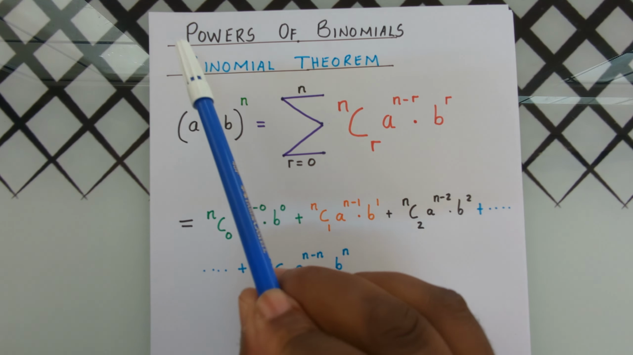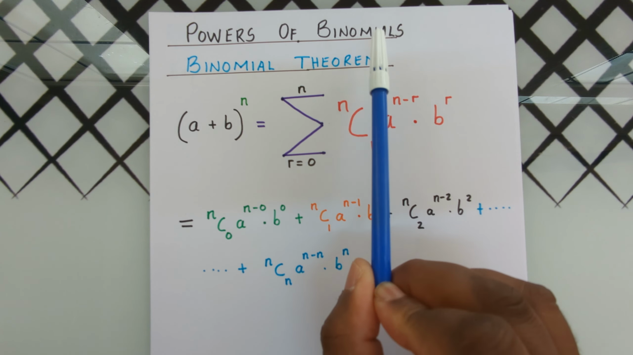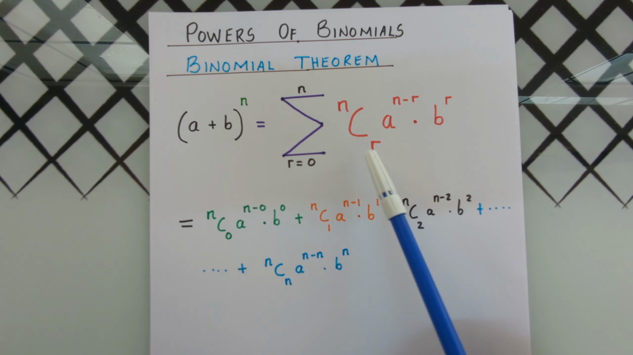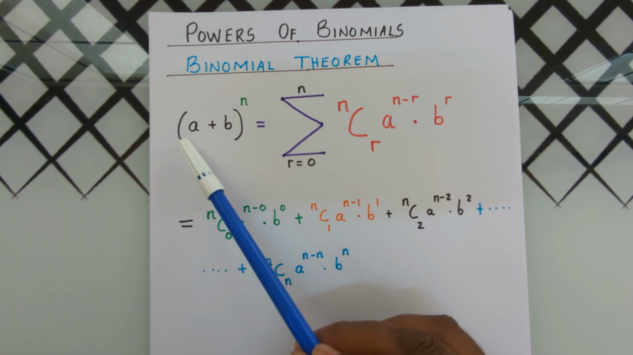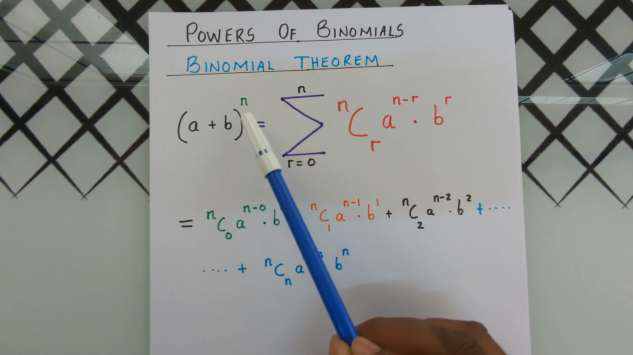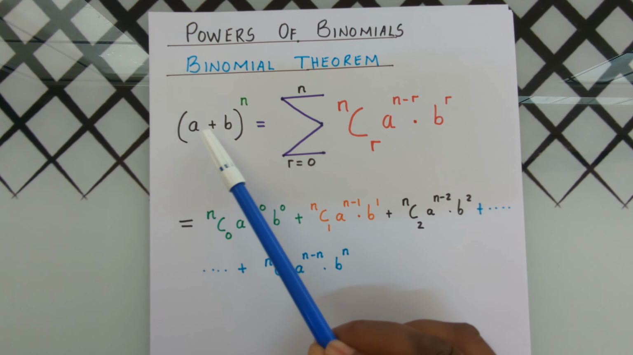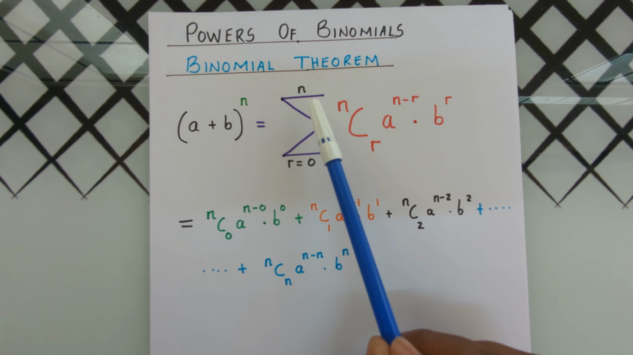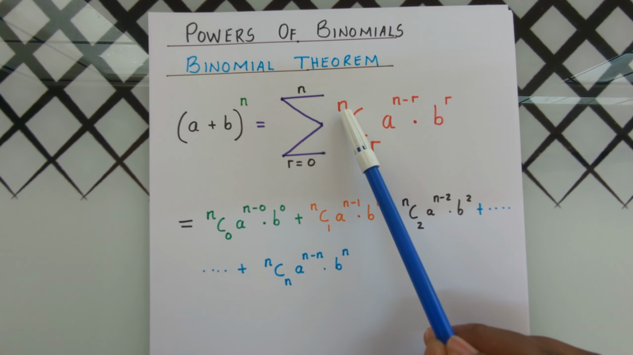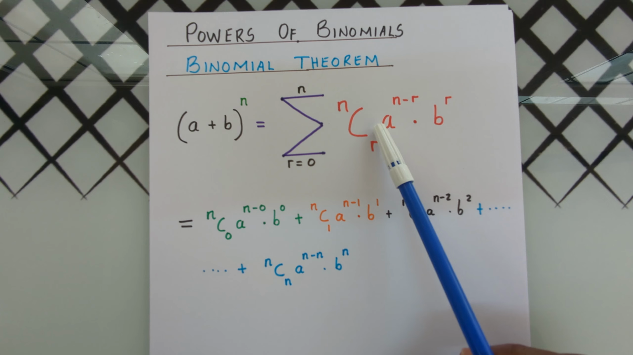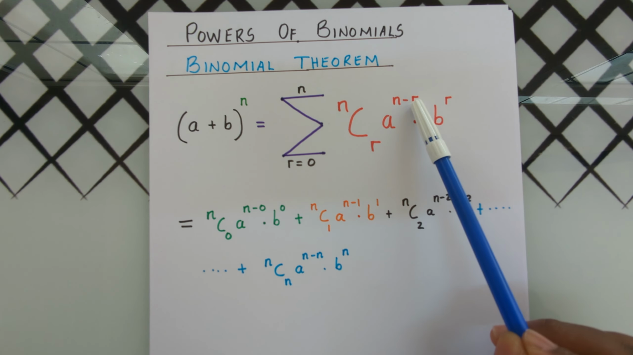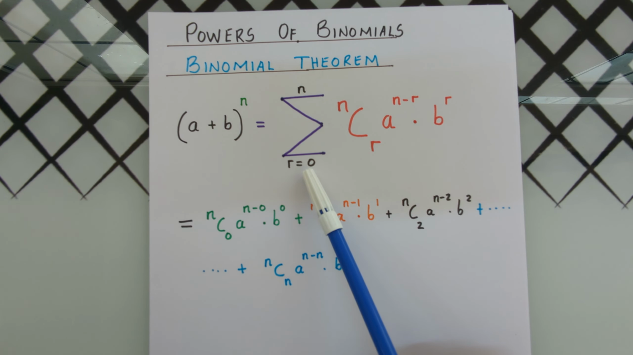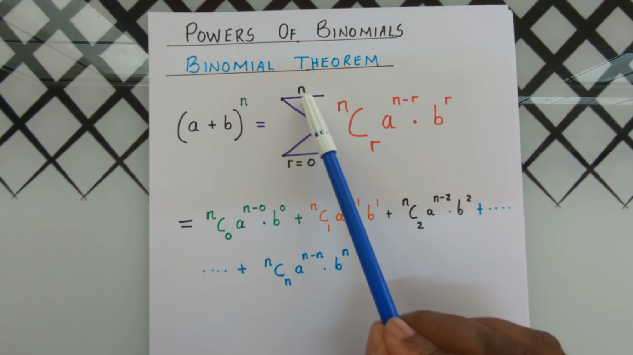In today's video we are going to be talking about the powers of binomials using the binomial theorem. So the formula for the binomial theorem is (a plus b) to the power of n. If we want to expand a binomial, which is two terms, in this case a plus b to the power of n, we find the summation of n choose r multiplied by a to the power of n minus r multiplied by b to the power of r, where r changes from 0 until it becomes n.